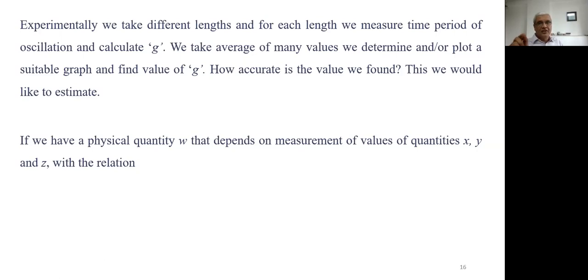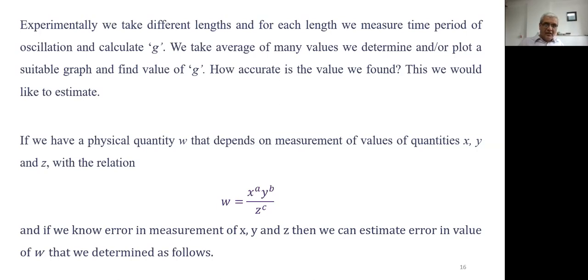So if we have a physical quantity, W, let's say, that depends on measurement of values of quantities X, Y, and Z, and they are related as W is X raised to A, Y raised to B, divided by Z raised to C. In that case, what will be the error in estimation of W if I know the error in measurement of X, Y, and Z?